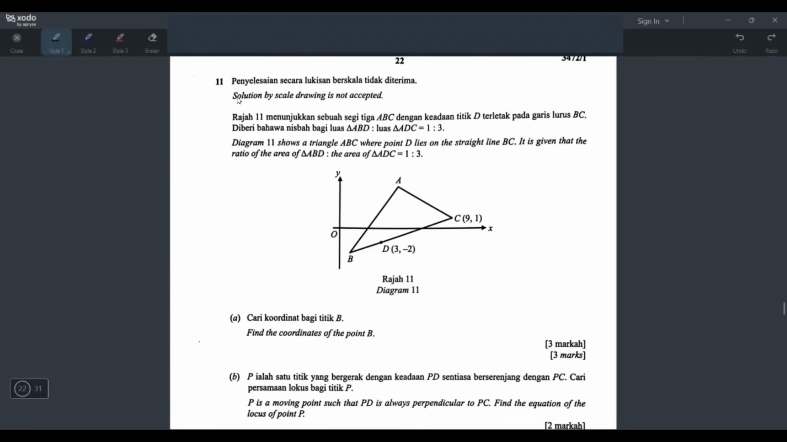Okay, let's do number 11. Solution by scale drawing is not accepted. Okay, not important. Let's read here. Diagram 11 shows a triangle ABC, where point D lies on BC.